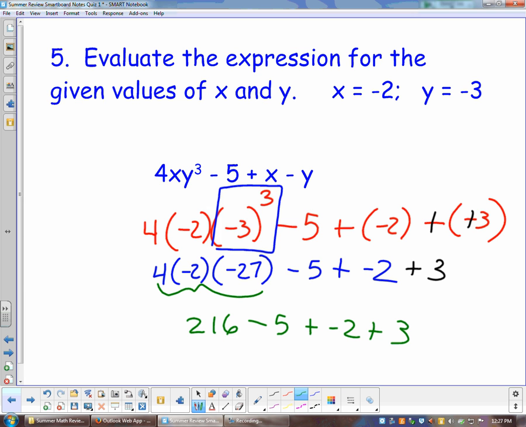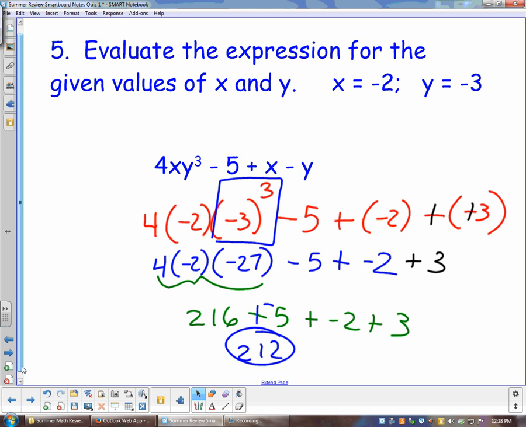And now I can change this minus here to plus a negative, and so I'm really adding 216 minus 5 minus 2 plus 3. I'm ending up with 212. Are we okay with this one? I hope so. Okay, I'm just checking over my work.